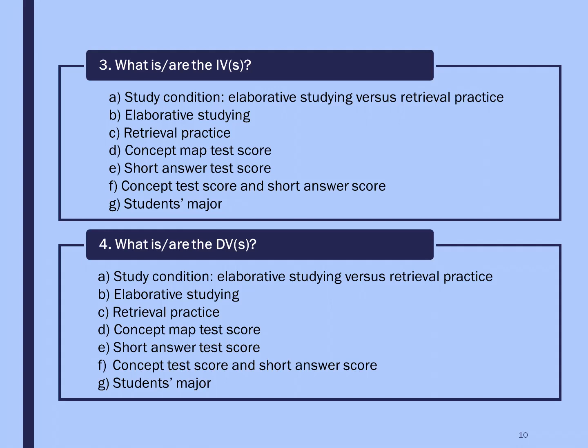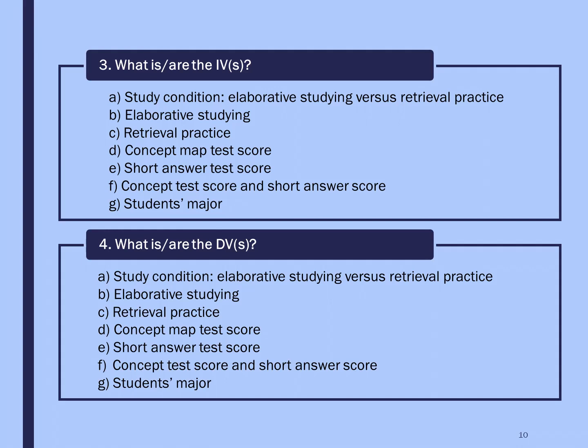Now for the dependent variable, it depends on the independent variable. In this study, students' major, again, wasn't measured here and definitely did not depend on how students were told to study, so we can rule out G. We just figured out that the experimenter manipulated the study condition, and the dependent variable is not manipulated by the experimenter, so we can rule out A. And we decided elaborative studying and retrieval practice were not actually variables, but instead levels of the independent variable. So we can also cross out B and C.